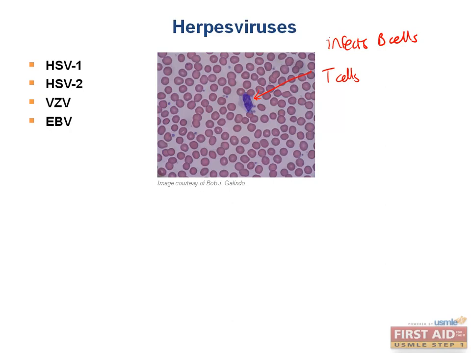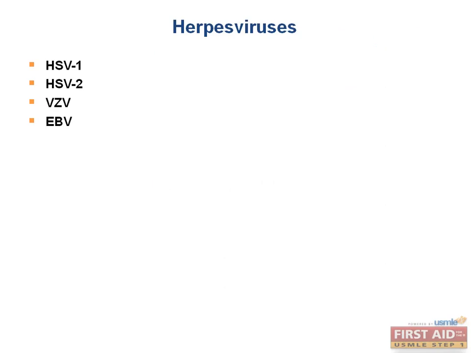This is because the T cells are activated because they are responding to EBV-infected B cells. So, this lymphocyte that you see here is one of the activated cytotoxic T cells. So let's go back to the other way to diagnose EBV, the monospot test. So what is the monospot test?